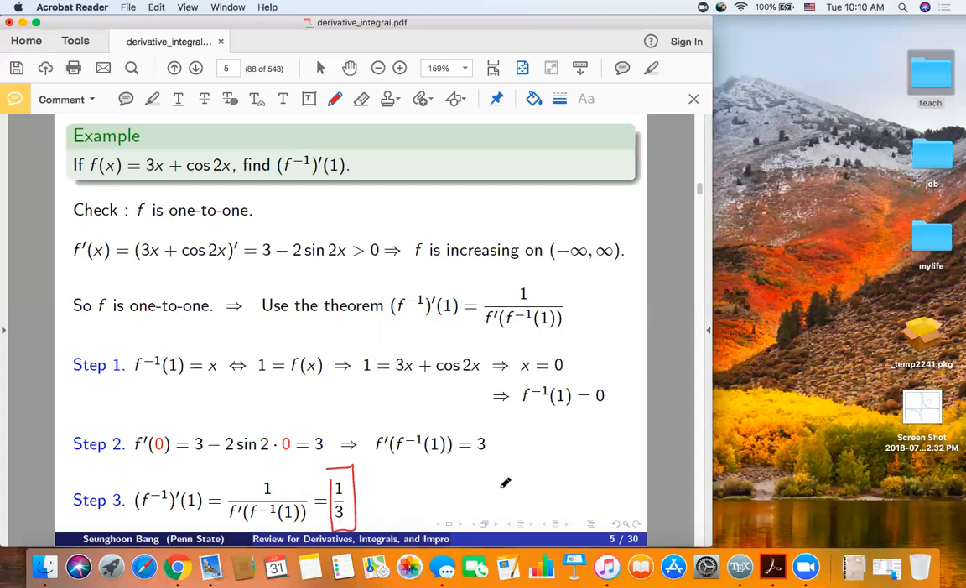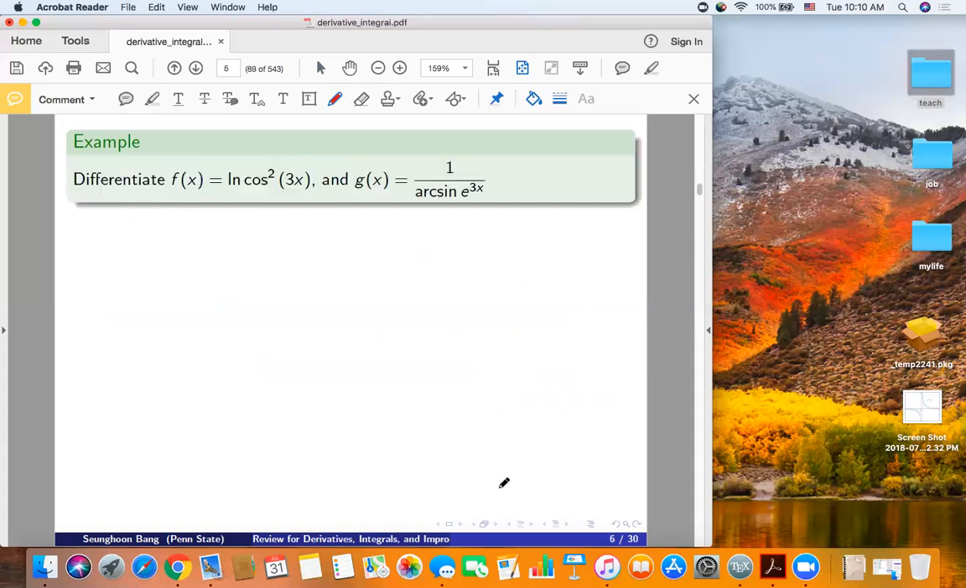The next thing. Differentiate f of x equals ln of cosine squared of 3x, and g of x equals 1 over arc sine of e to the power 3x. What is arc sine? Arc sine is exactly the same as inverse sine. This is its exact meaning.